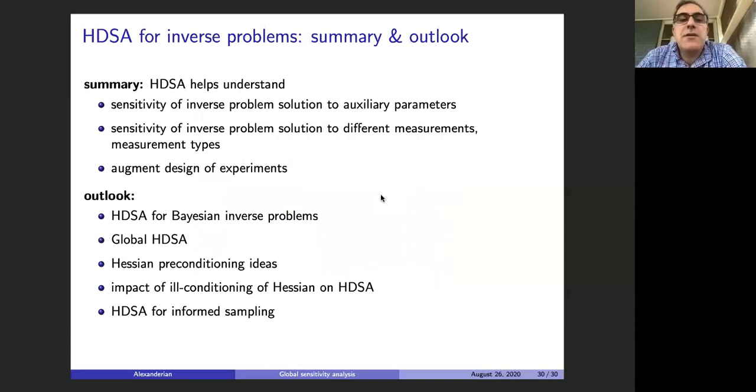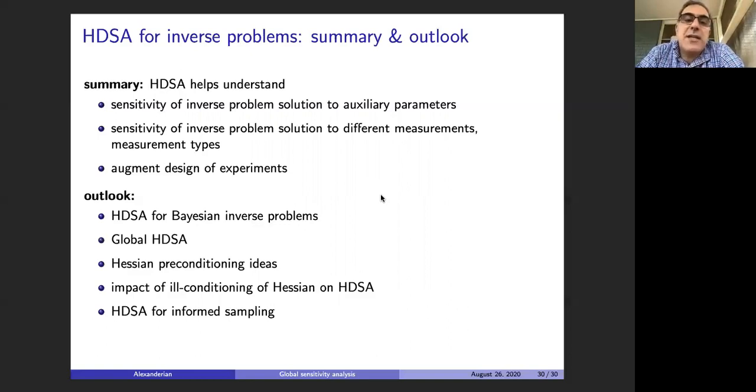All right. So in summary, hyper-differential sensitivity analysis, HDSA, helps to understand sensitivity of the inverse problem solution to auxiliary parameters. These are parameters in governing PDEs that you're not necessarily estimating. In some cases, it could even tell you, if you have the data, it might be helpful to actually try to estimate some of those auxiliary parameters if you observe high sensitivities to them. You can understand sensitivity of the inverse problem solution to different measurements, different sensors, and also measurement types.